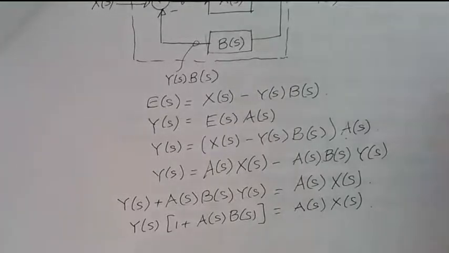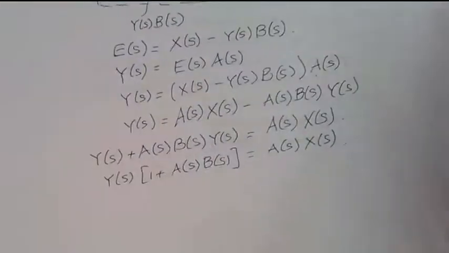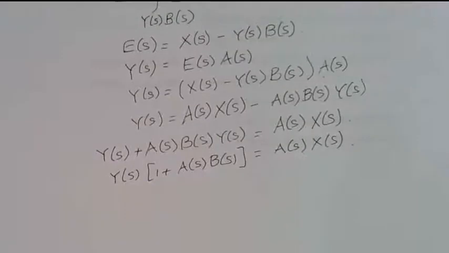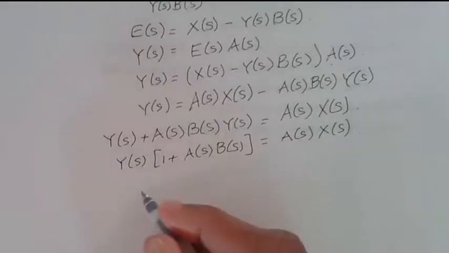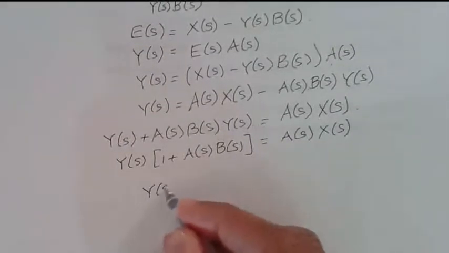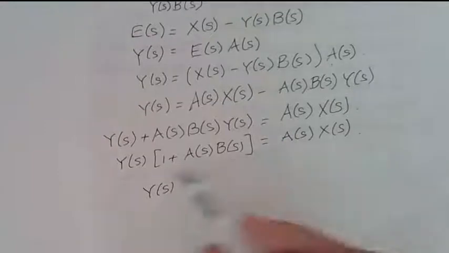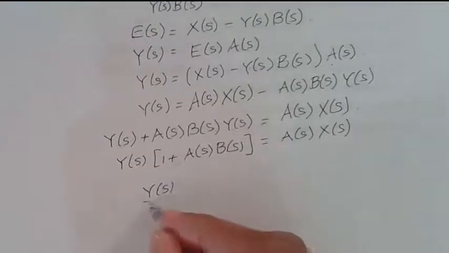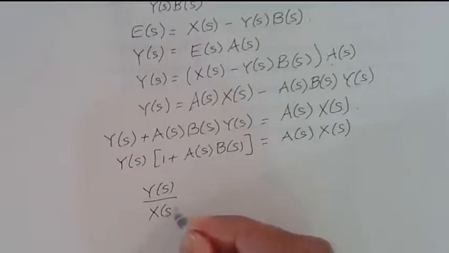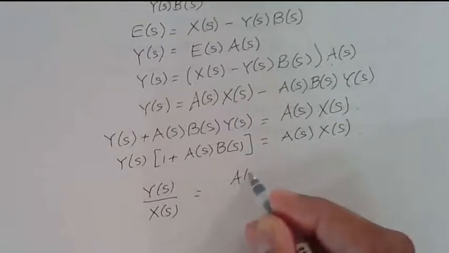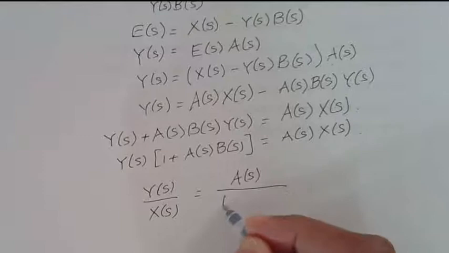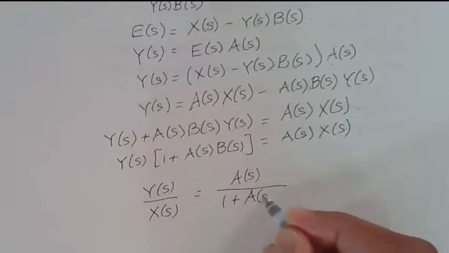Right? And let's now just divide both sides by this quantity. So I get Y of S and divide this by X of S. So Y of S over X of S is equal to A of S over 1 plus A of S B of S.